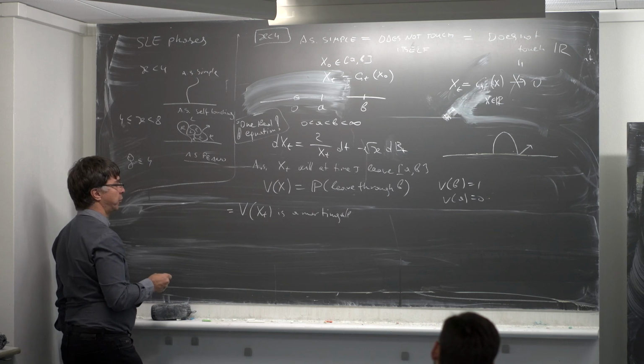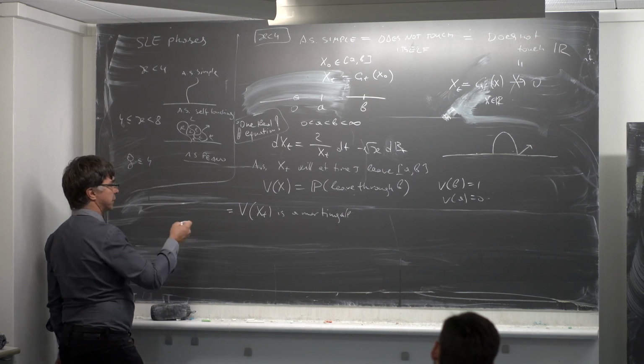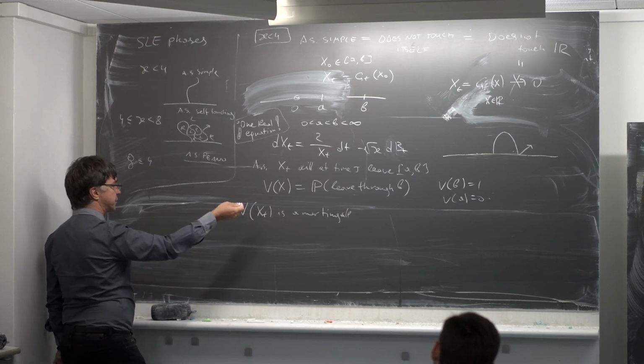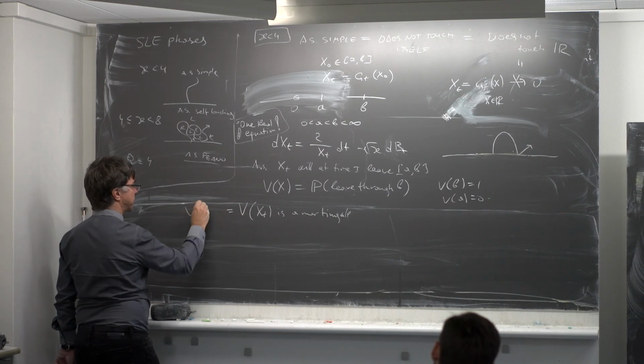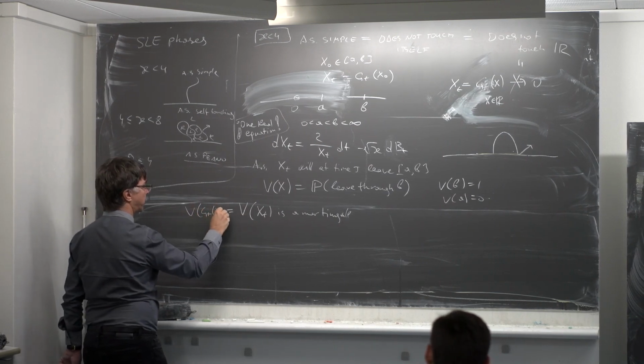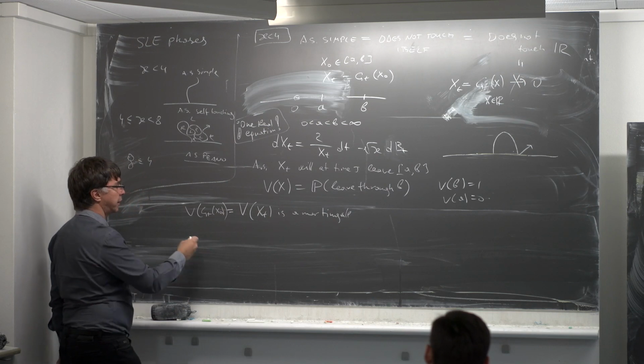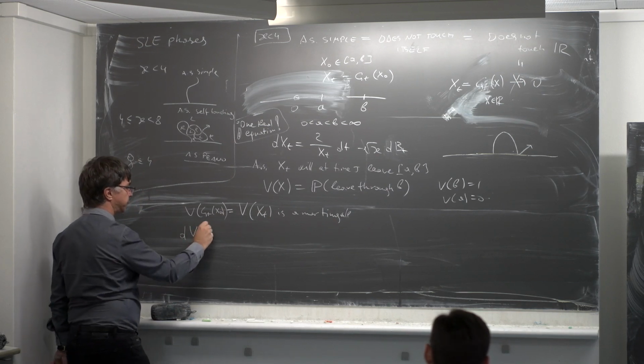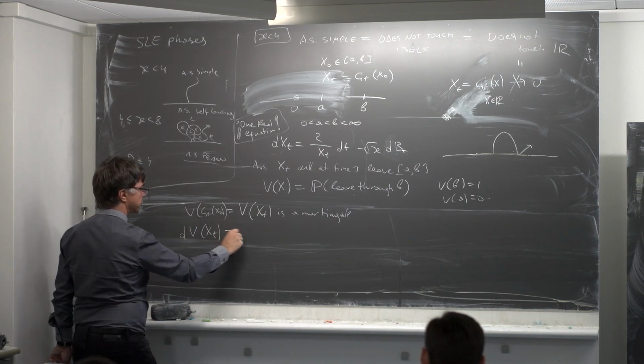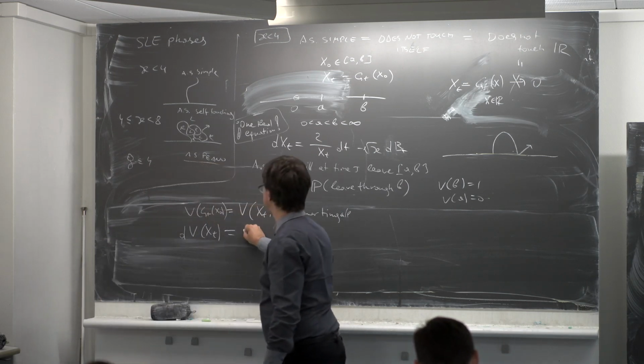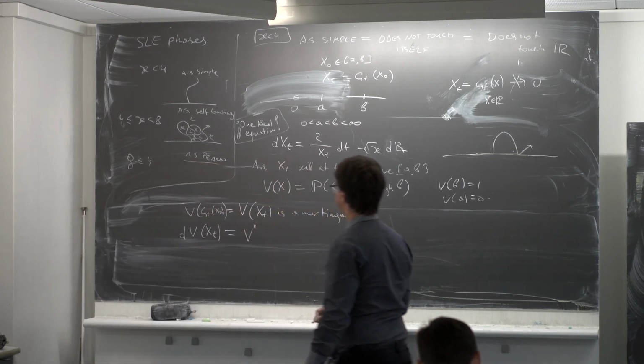So v of X_t is v of g_t of x_0, the same thing. Now let's calculate its drift, dv of X_t. So we get the usual equation. So it's v prime.